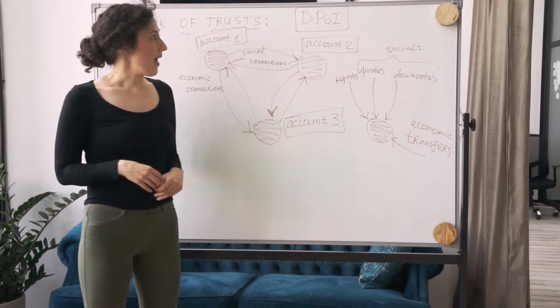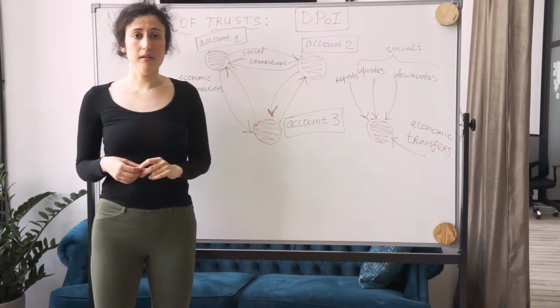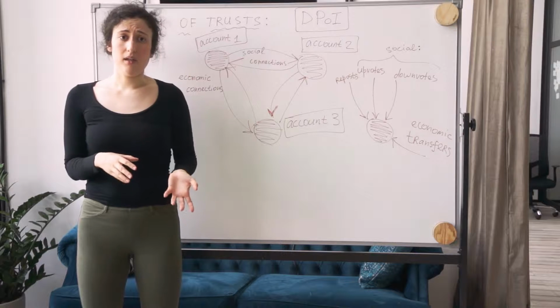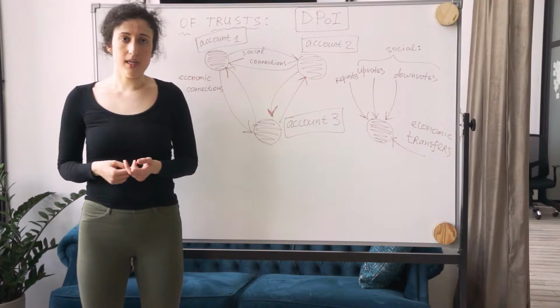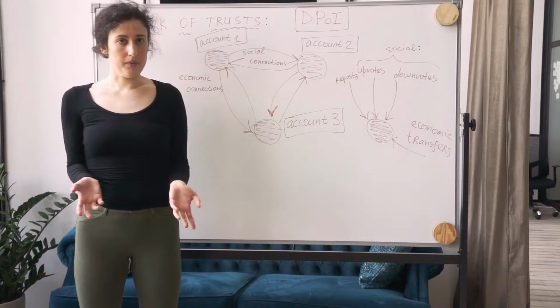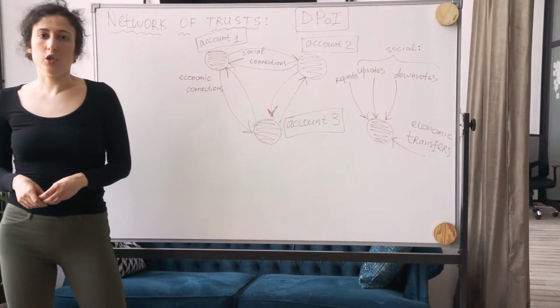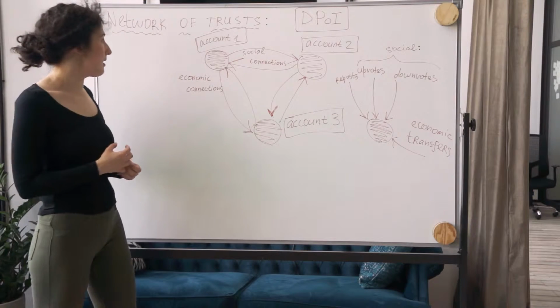As I told you guys, delegated proof of importance is our blockchain consensus algorithm that takes into account not only your stake on the network, but also your economic activity and your social activity that constitutes the overall rate. And today we'll continue talking about the social activity component of this importance rate.